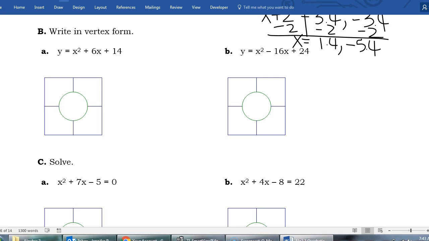Let's practice just the vertex form part right here. So we're going to start with our box. When we're going into vertex form, we only use the first two.